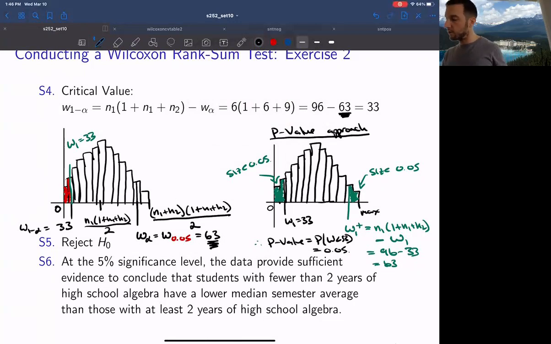So then we can conclude at the 5% significance level, the data provides sufficient evidence that the students with fewer than 2 years of high school algebra have a lower median final grade than those with at least 2 years of high school algebra.